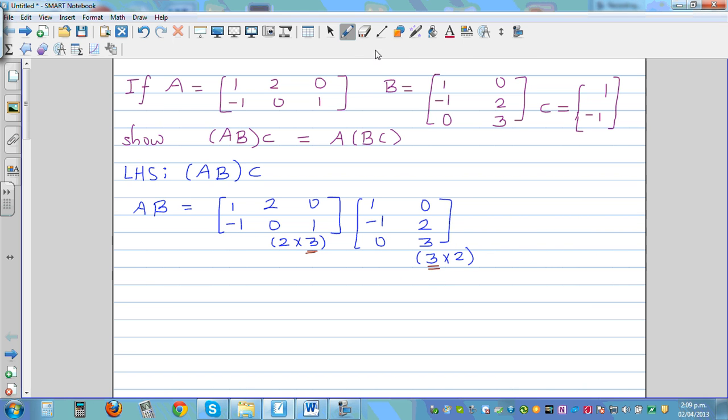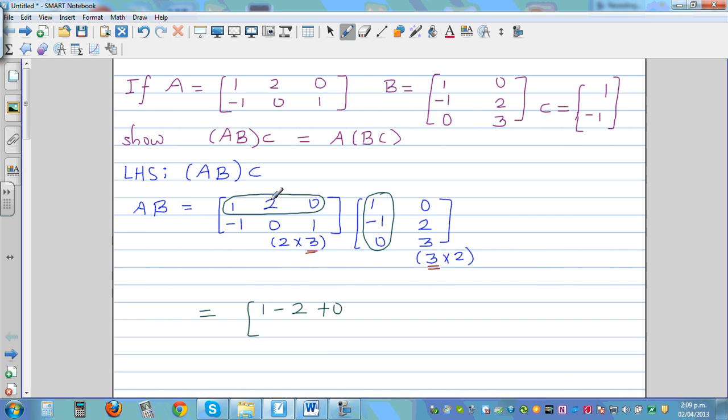So let's multiply. How do you multiply? To multiply, you multiply the first column with the first row. So 1 times 1 is 1, plus 2 times negative 1 is negative 2, and 0 times 0 is 0. So this is the first element. First column, first row.